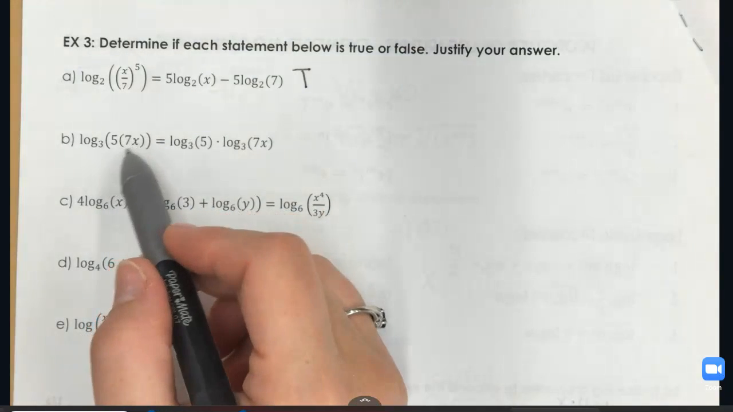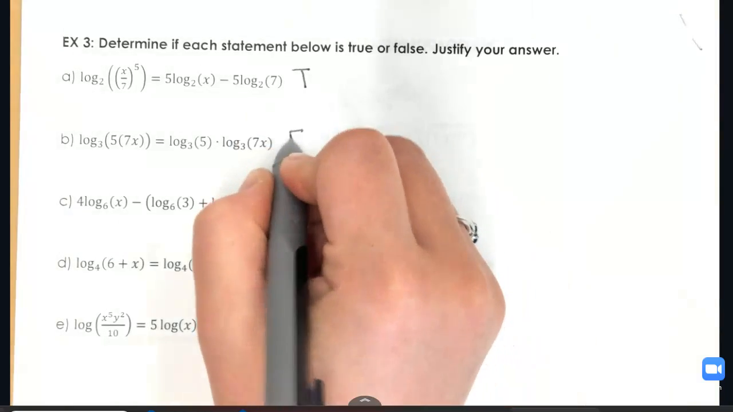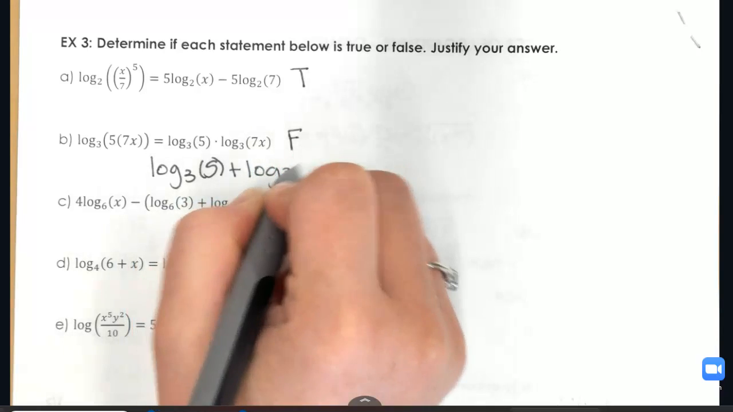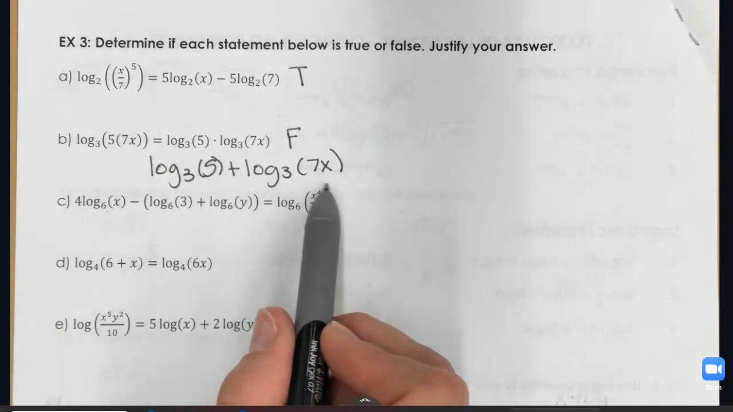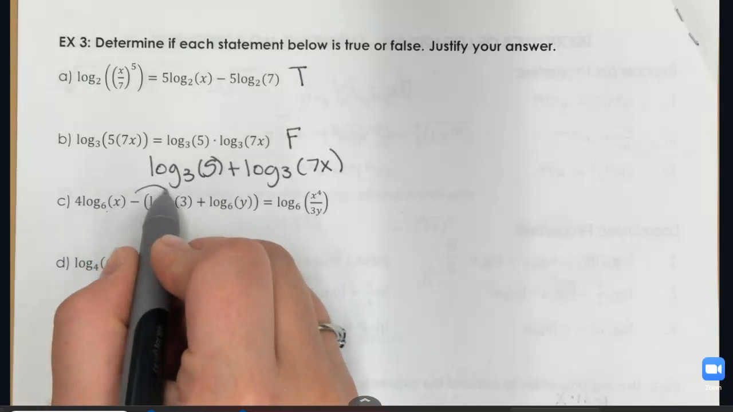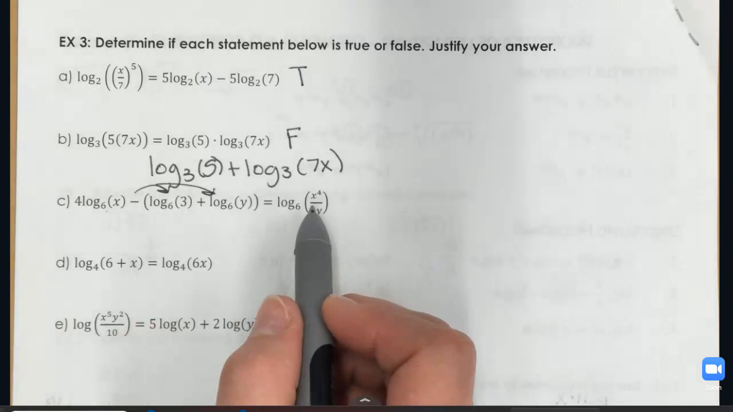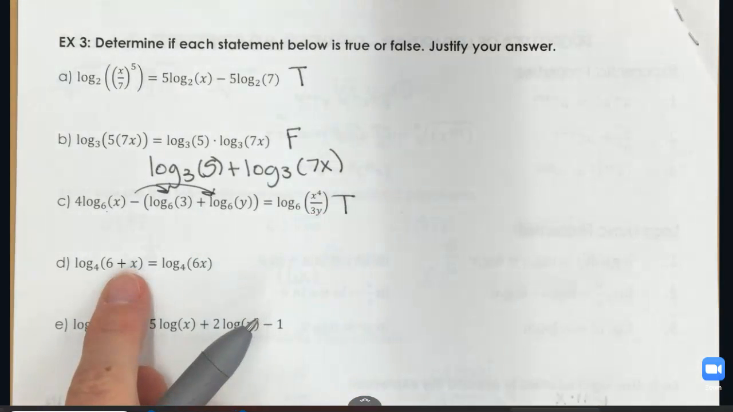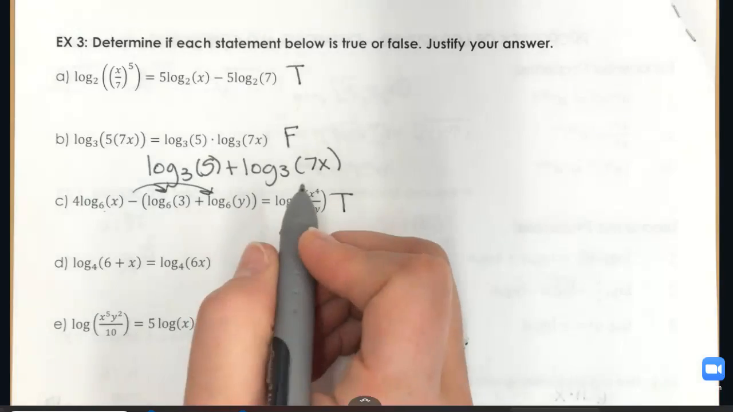On B, I had multiplication, and it looks like they turned this into the product of two logarithms, which is incorrect. This would need to be the sum of those two logarithms. Looking at the next one, they consolidated. This would become x to the 4th. Great. And then this negative is being distributed. They would both be subtracted, which means both the 3 and the y go in the denominator. So that is correct. On the next one, this doesn't even look like log properties. They just decided 6x was equivalent to 6 plus x, which is not correct.